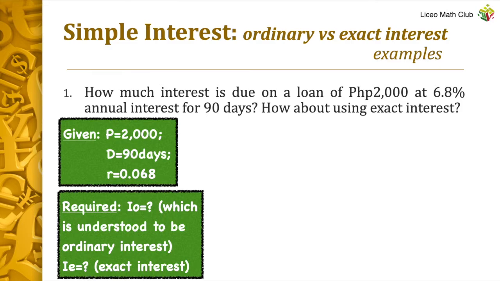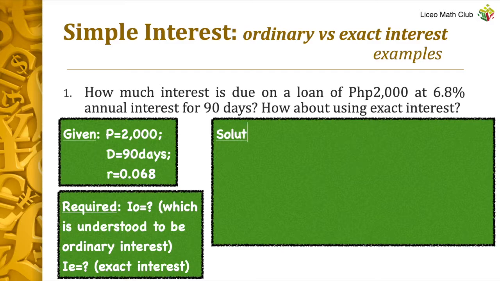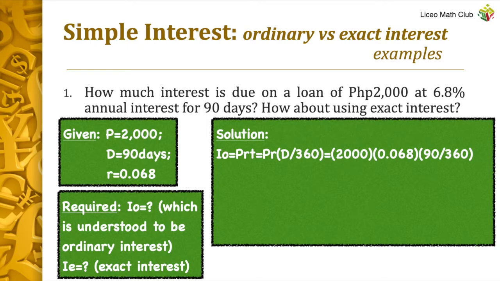Okay, so we have our given and required. Let's start with our solution. We are asked about the interest, so only the interest. Recall our formula for the interest, I equals PRT, but specifically our T will be changed not simply into number of years, since we're given number of days. Since we're asked for I sub O, I sub O equals PRT, and then change the T into D over 360. Recall in our previous slide, we changed this whenever we have ordinary interest. So P times R times D over 360.